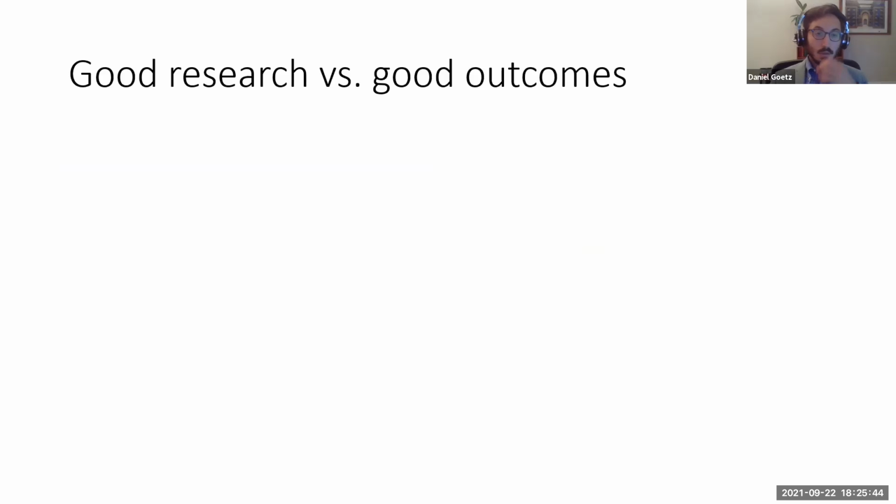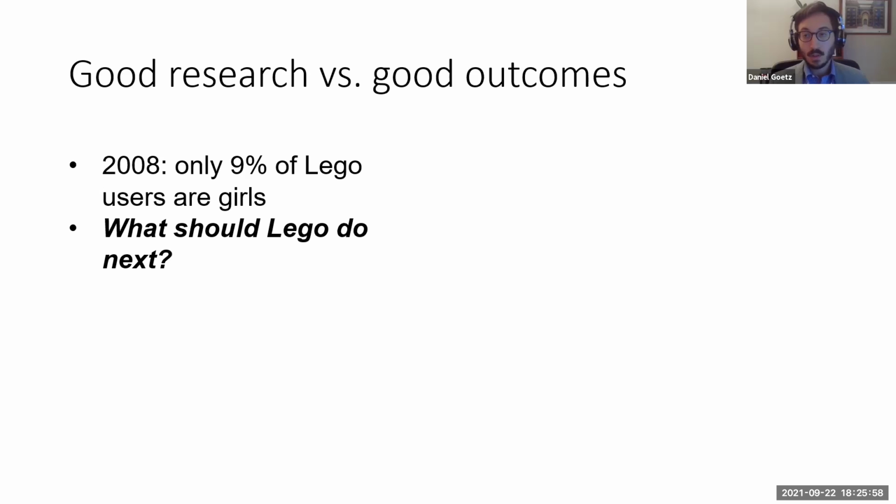So good research is having a good question and collecting the data in a good way that allows you to answer that question. Good research does not guarantee a good outcome, right? So let's return to our Lego marketing manager. They did the research. They found that indeed this sense that there are not very many girls playing with Lego is true, right? So what should Lego do next? They have the data. How should they respond?